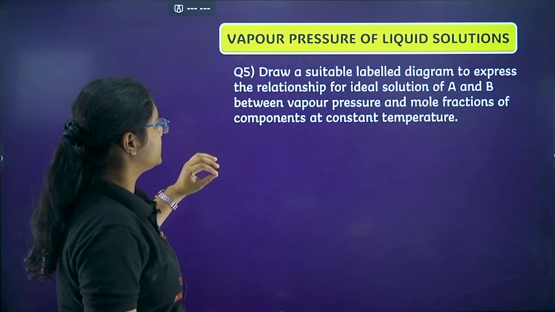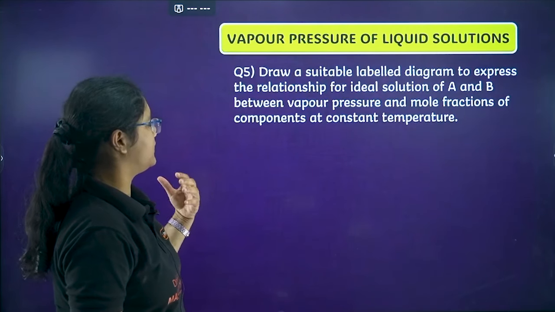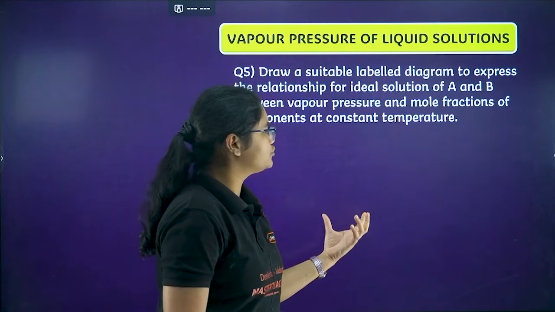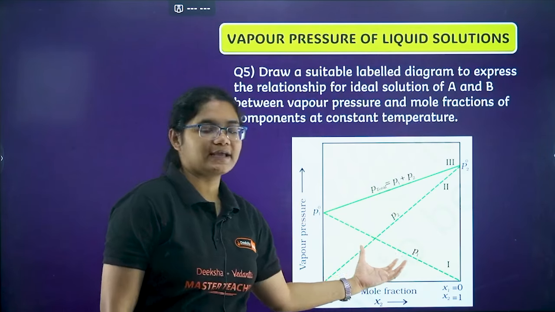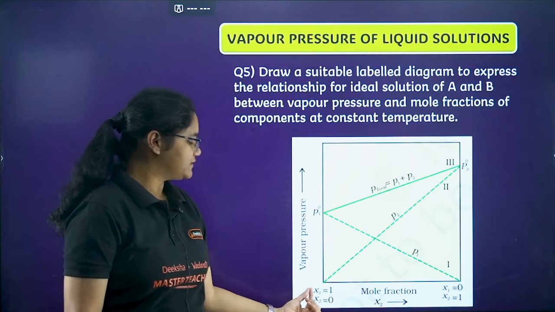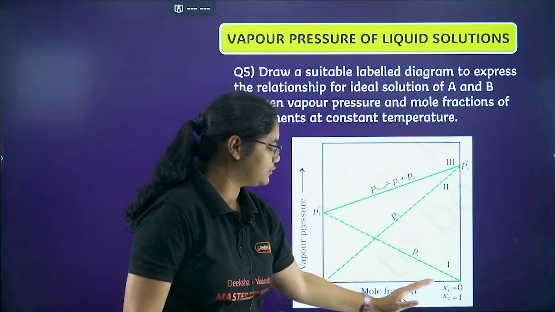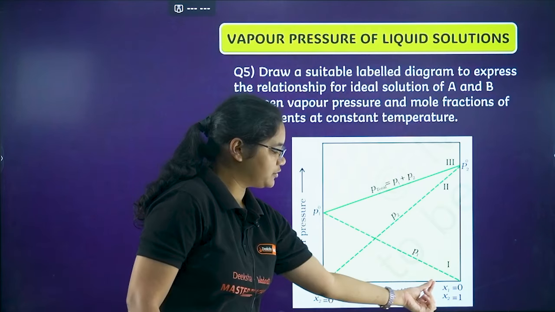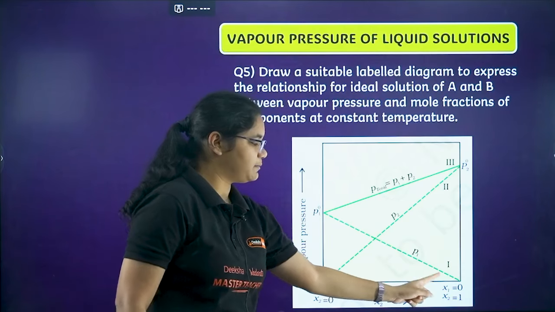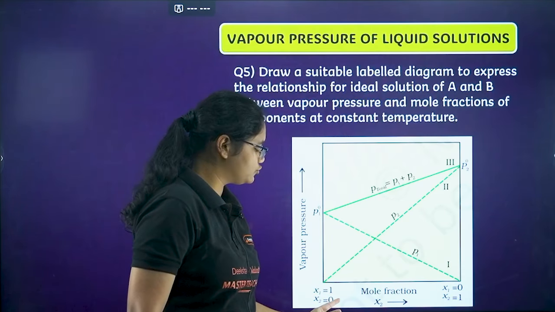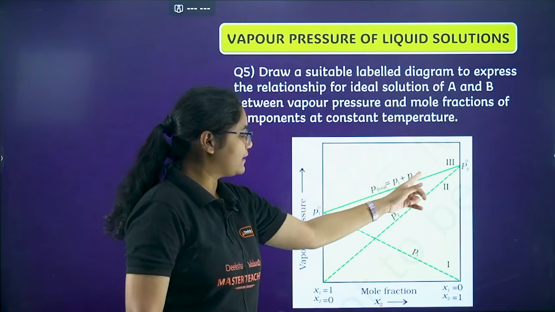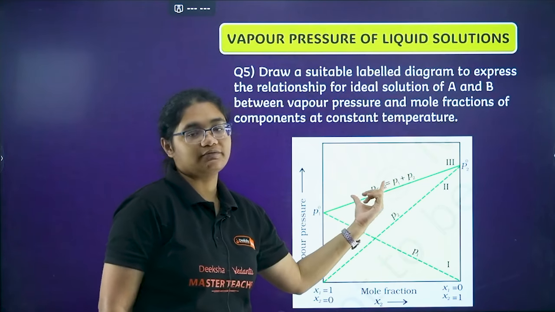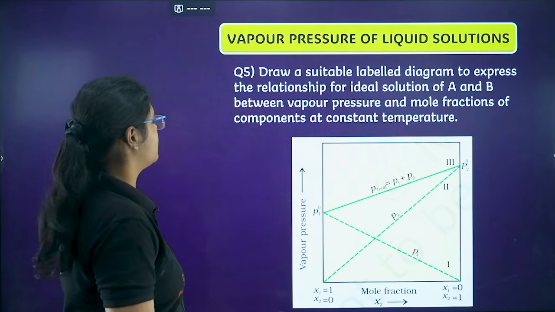Next, draw a suitable level diagram to express the relationship for ideal solutions of A and B between vapor pressure and mole fraction. So this diagram you have to draw, with x1 is equal to 1 and x1 is equal to 0. As the mole fraction is decreasing, the vapor pressure will decrease, and for x2, as the mole fraction is increasing, the vapor pressure will increase. And this line you have to draw is the total vapor pressure according to Raoult's law.